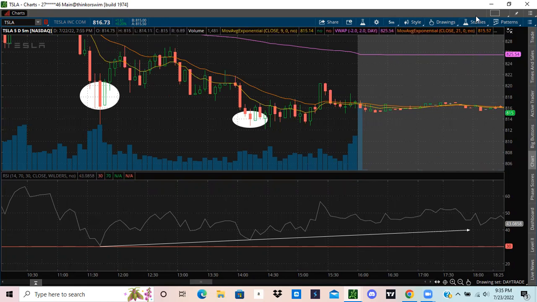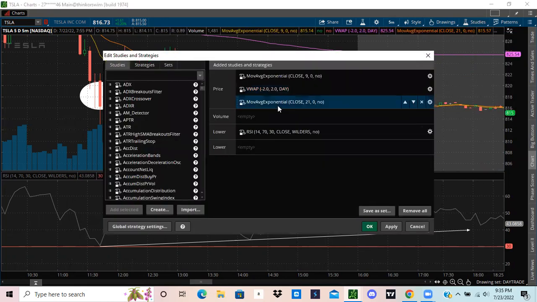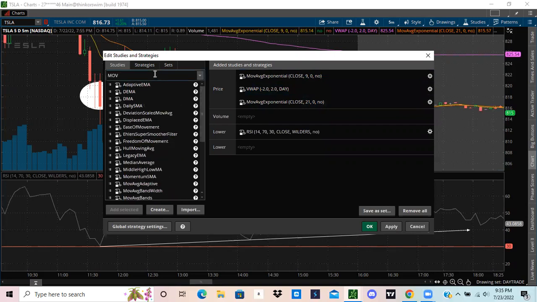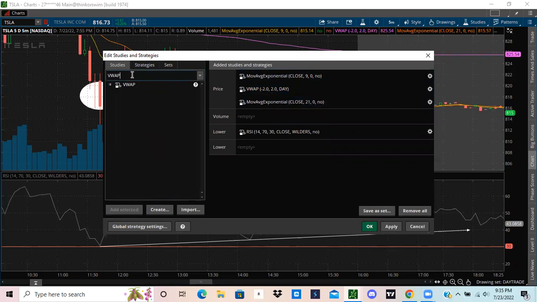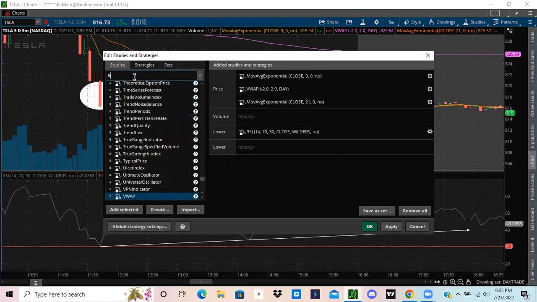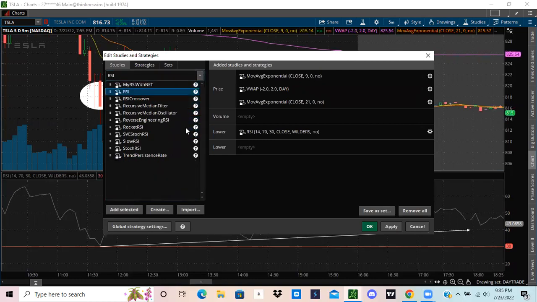I'm going to go ahead and pull up the study set and show you guys how I do it. Okay, so on the price here, again, we have the 9 EMA, the 21 EMA, and the VWAP. You just come in here and hit MOV AVG for moving average, and then click exponential, and then you hit add selected. That's going to bring it over here. You'll do that 2 times, and that will bring it over here twice. Then you do the same thing for the VWAP, you come in here, hit add selected, and same thing for the RSI. You hit RSI, come in here, hit add selected.